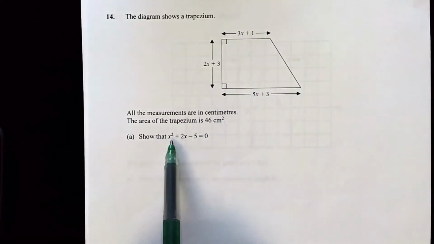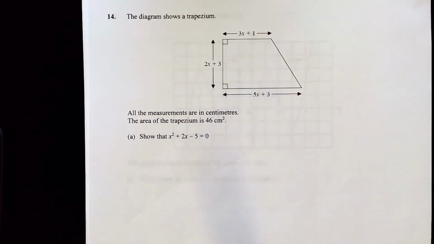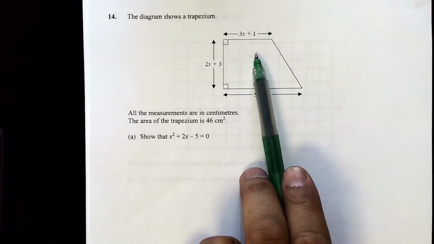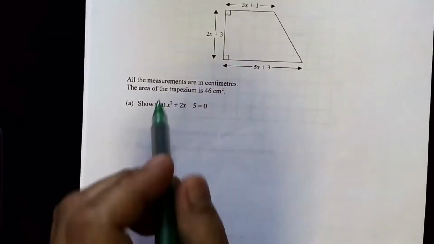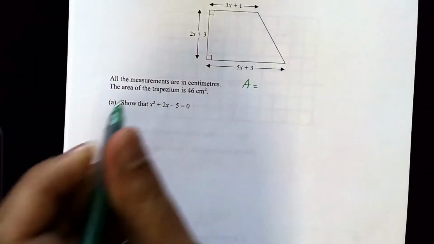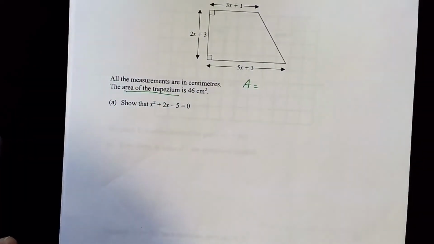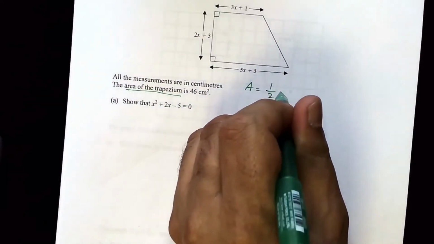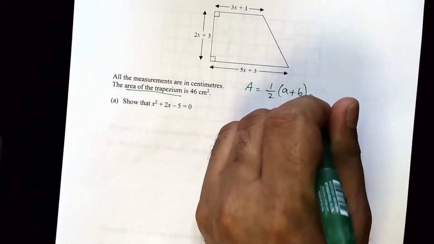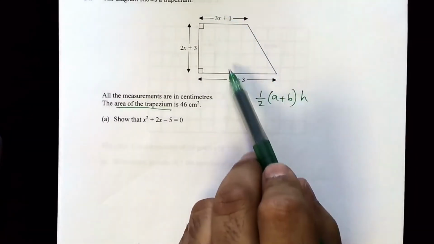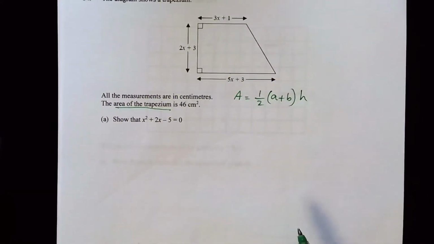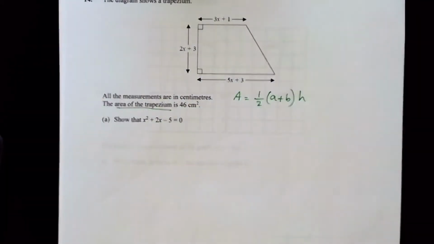So in this question, they've actually given you the answer, and what they want you to do is show all the steps that you need to take to get from this diagram to the answer. So you have to show all the steps in between. So first part, the area of the trapezium, I'm going to write the formula down, which is half of a plus b times h, where a and b are the parallel sides. So that's a and b, h is the height.